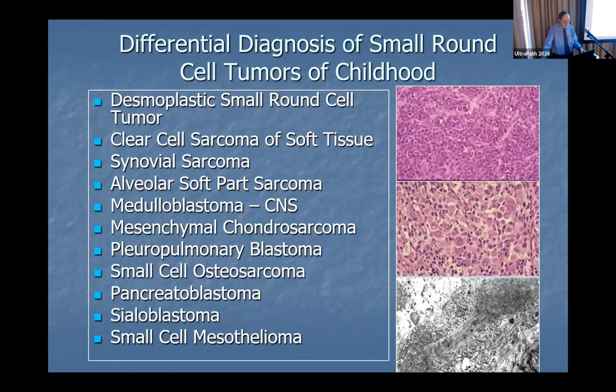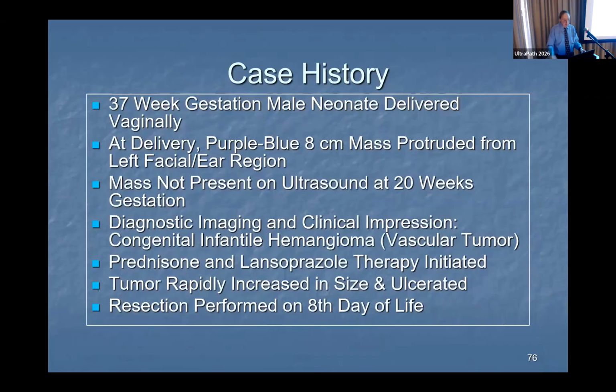Going on is still more of the differential diagnosis that we deal with in general. So it's a fairly wide differential that you look at. I'm going to show you a case that really occurred in a neonate. This is a 37-week gestation male. He was delivered vaginally. At delivery, he had a really large 8-centimeter mass that protruded from the left facial region around the ear, and the mass was not present on ultrasound at 20 weeks gestation.